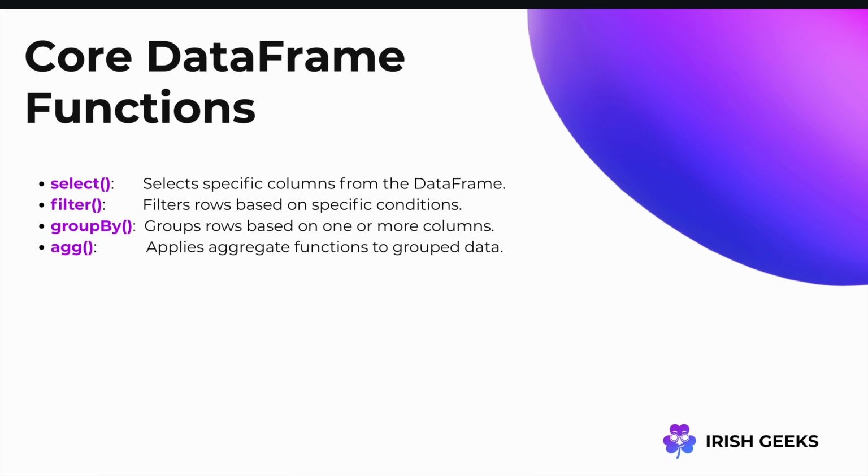Core data frame functions. Four essential methods for data manipulation are select, filter, groupBy, and aggregate. Their functions are analogous to SQL commands. Select chooses specific columns, filter works like the WHERE clause to select rows based on a condition, and groupBy categorizes data. Aggregate is then used to apply aggregate functions like sum to these groups.